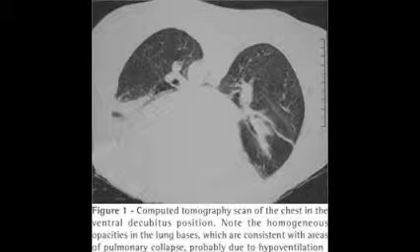This picture shows a computed tomography scan of the chest in the ventral decubitus position. Note the homogeneous opacities in the lung bases, which are consistent with areas of pulmonary collapse, probably due to hypoventilation. Diaphragmatic paralysis is a common condition. It can be unilateral or bilateral, and the diagnosis is usually based on the clinical and radiologic findings.